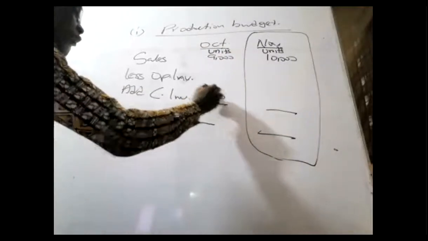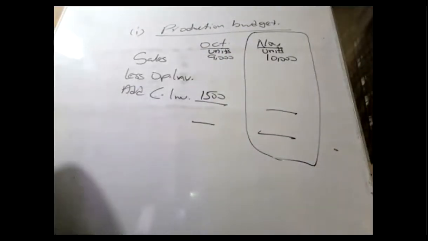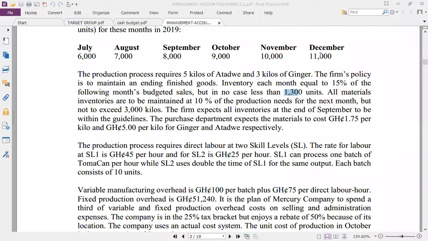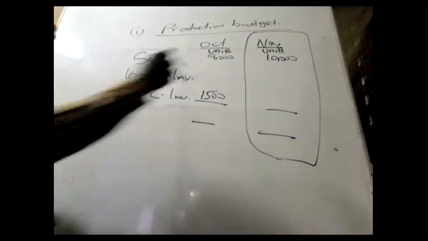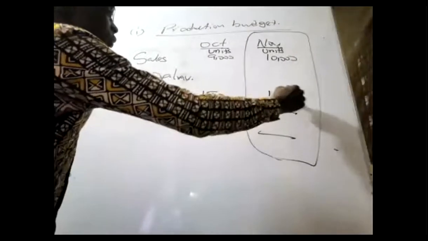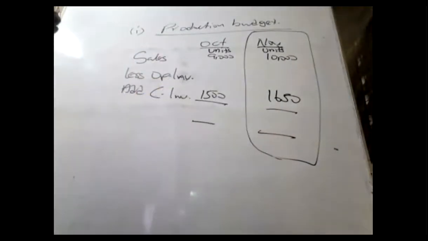So that'll be 1,500. If I'm in November, November's own becomes what? 15% of December's sales, 11,000. And that'll be 1,650. So that's 1,650. I'll go to the open inventory.